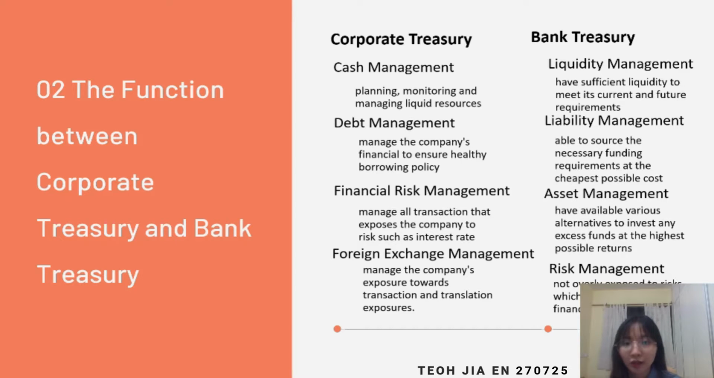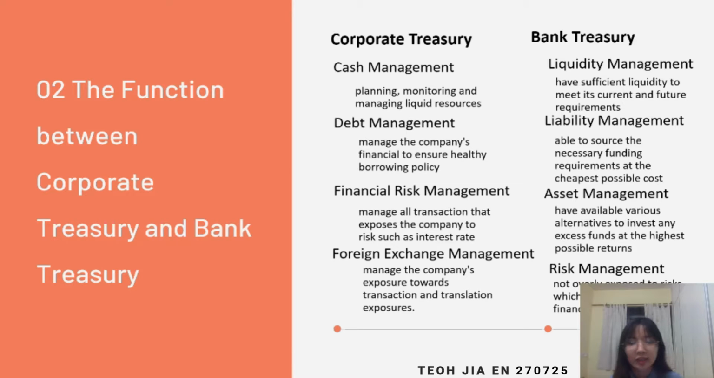And next, the function of the bank treasury is to help manage liquidity. We make sure that the bank institution has sufficient liquidity to meet its current and future requirements. Next is liability management, which is able to source the necessary funding requirement at the cheapest possible cost. So they will help to save more costs and also achieve profitability.